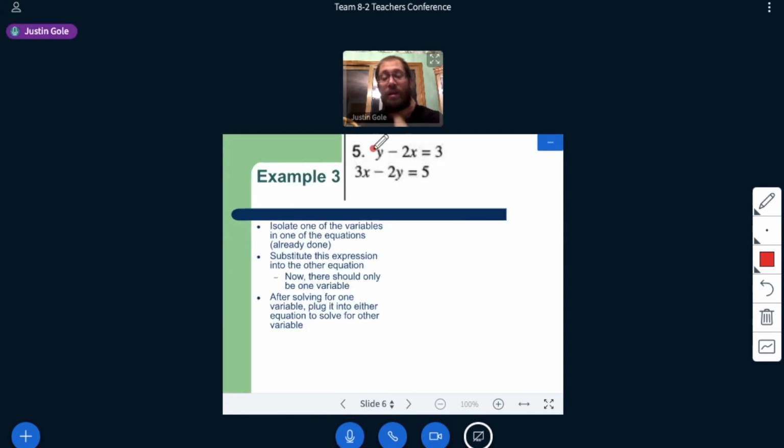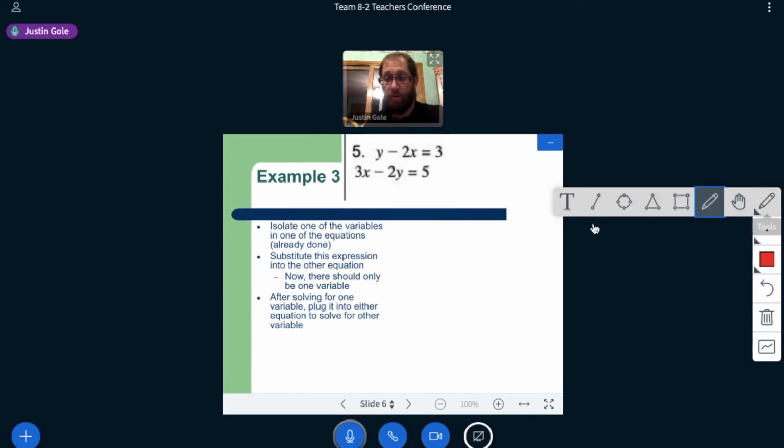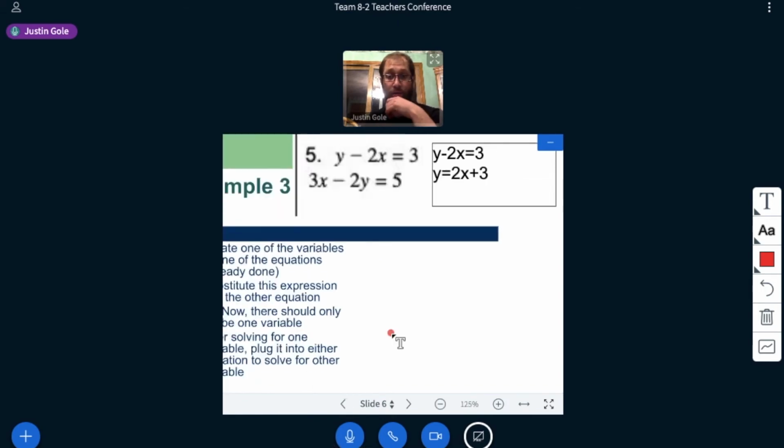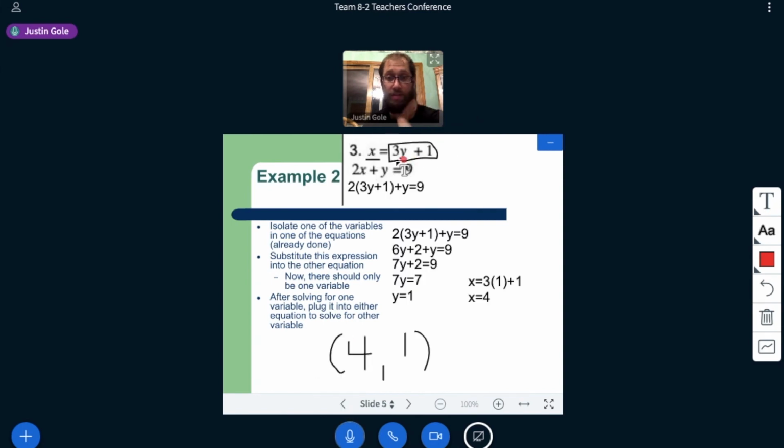Now we have one last problem. This time we have a little bit more work to do. Y minus 2x equals 3. First, we have to isolate one of the variables. So I'm going to add 2x to the other side to get y equals 2x plus 3. And now it looks exactly like the last one.